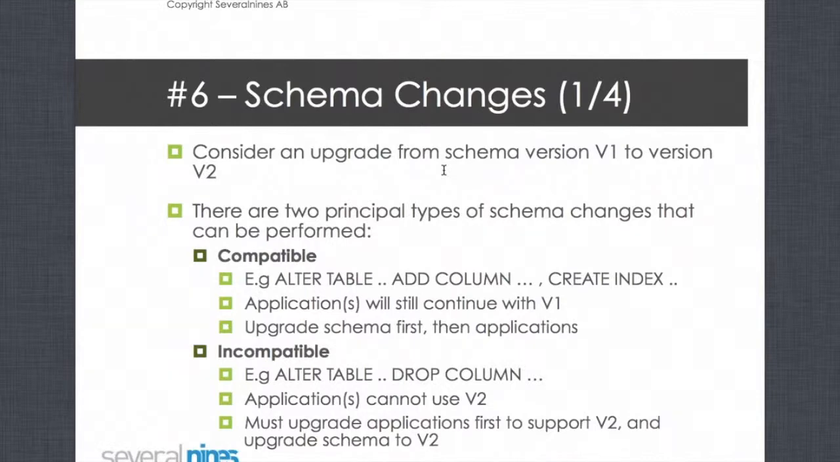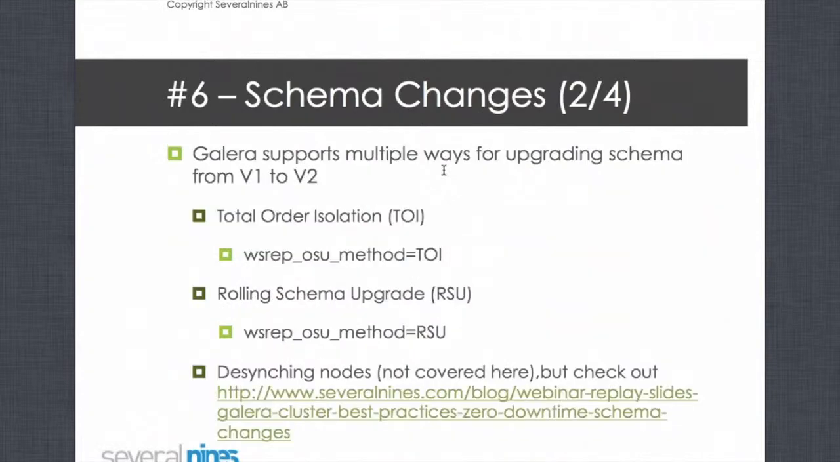And the incompatible schema change is very hard for Galera to deal with, because if you're removing a column, you might drop the column on one node, and then you have a write set, a transaction that you have executed on another node that is still expecting to find all the columns, but now suddenly one is removed, and that will cause a lot of problems.